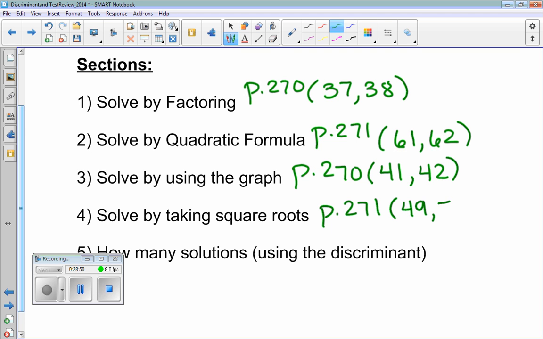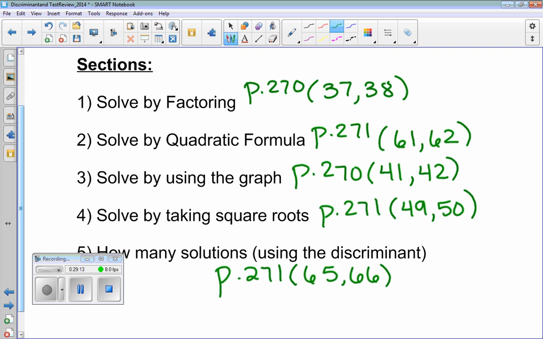About taking square roots, is that what we're doing now? Okay, hang on. And then, how many solutions does it have? It's page 271, problems 65 and 66. Again, an odd problem and an even problem for each section. There are 5 sections to the test.